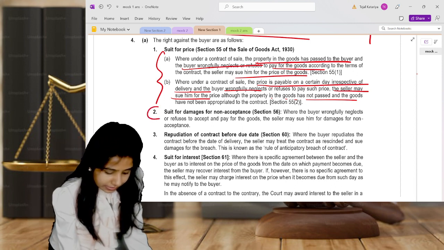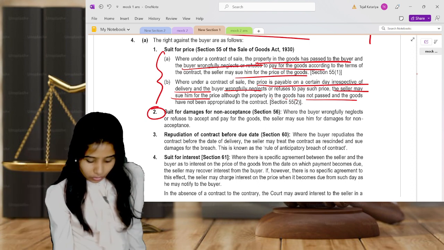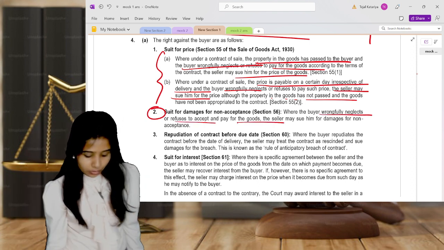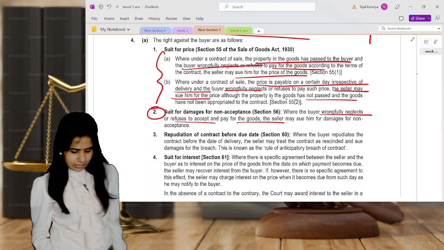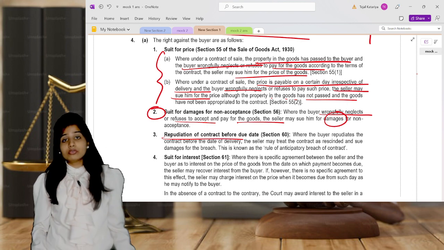The second right you have is suit for damages for non-acceptance. That is, if the buyer wrongfully neglects or refuses to accept and pay for the goods, then you can directly claim damages. The third is repudiation of the contract before the due date.